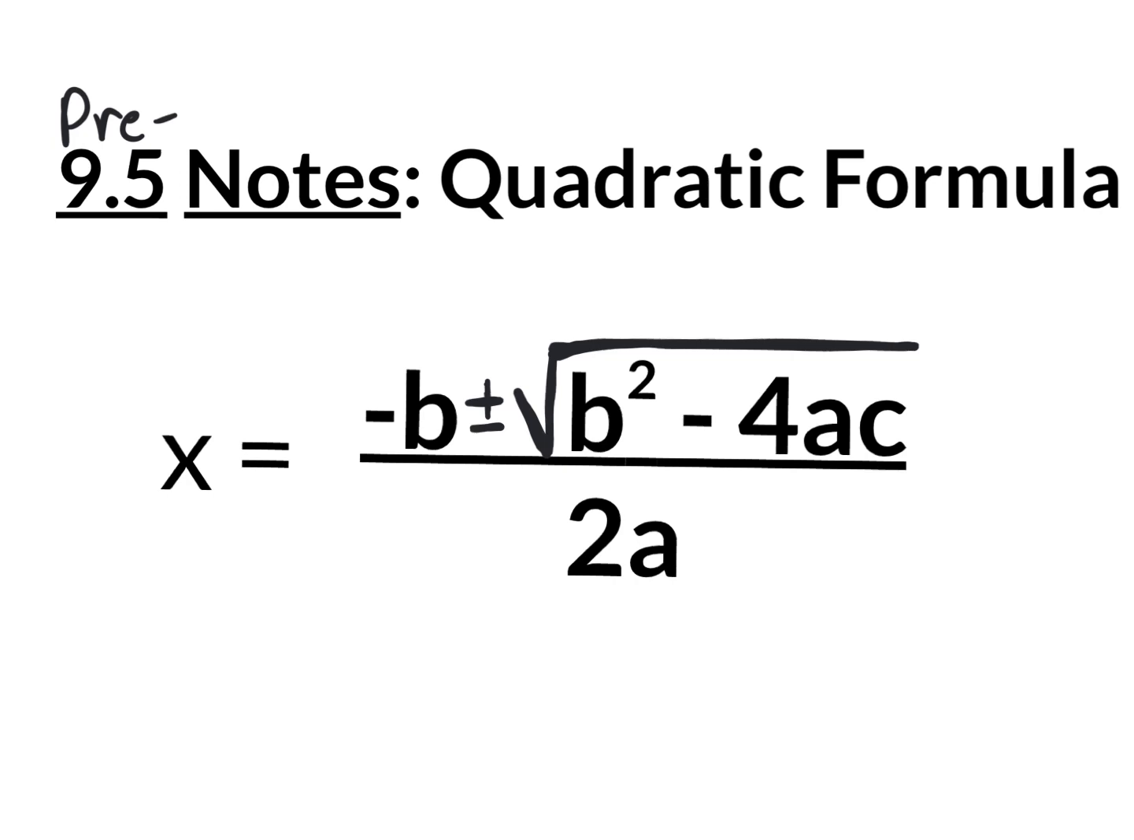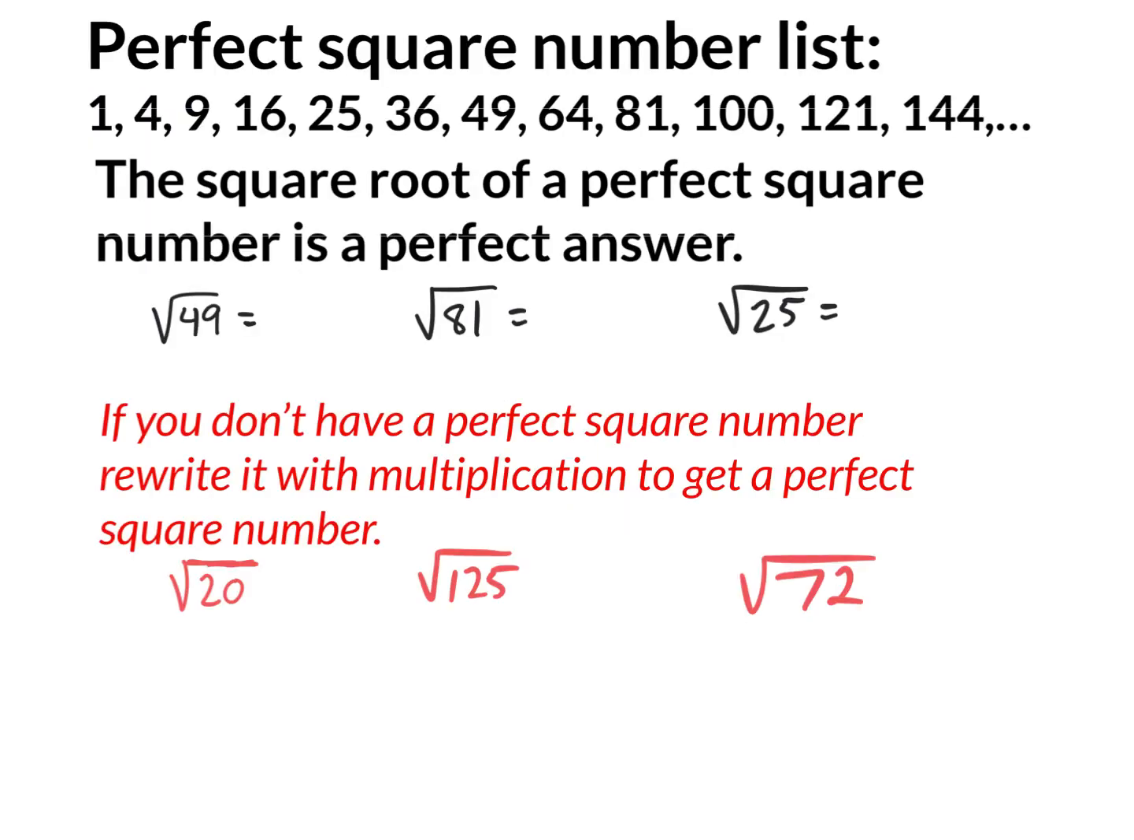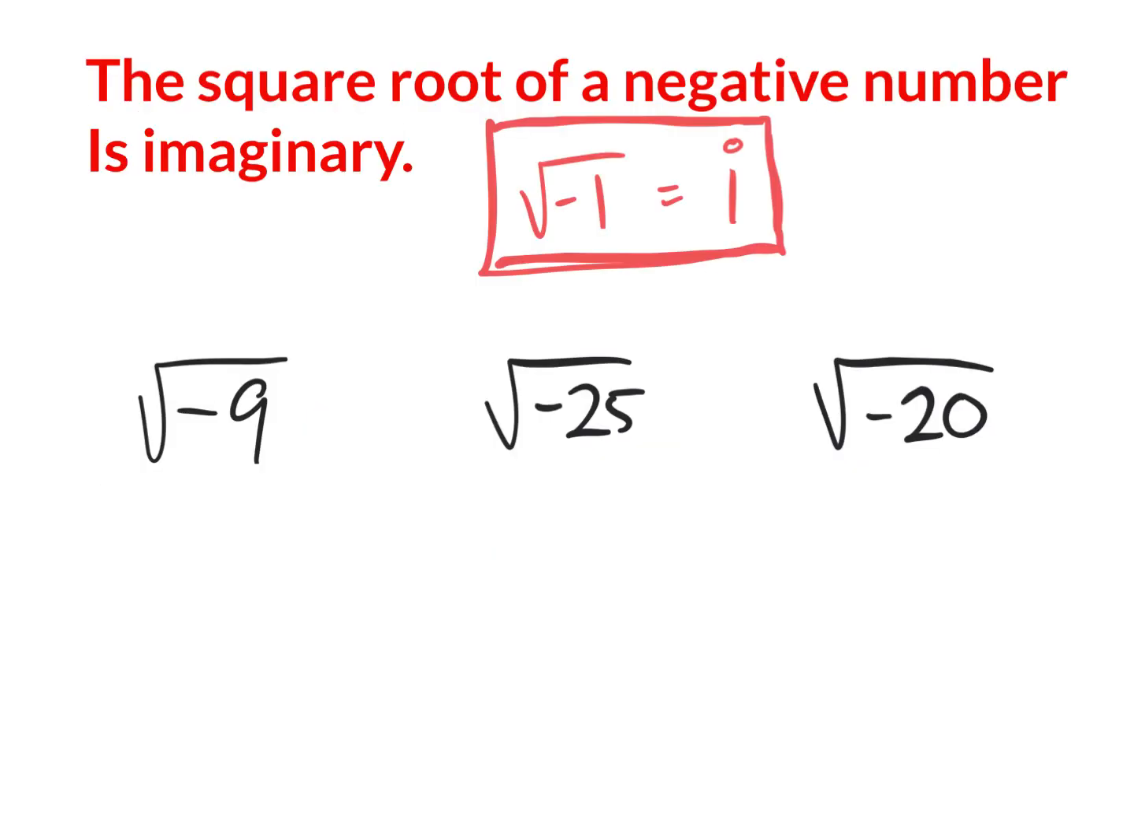So, ladies and gentlemen, yesterday we learned pre-notes on the quadratic formula. That was all about simplifying square roots. We talked about perfect square numbers. We practiced simplifying square roots. We even talked about taking the square root of a negative number, which produces an imaginary value.